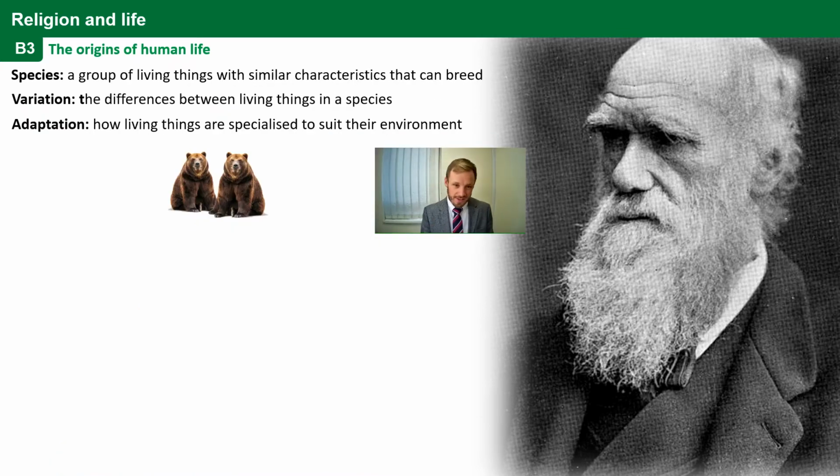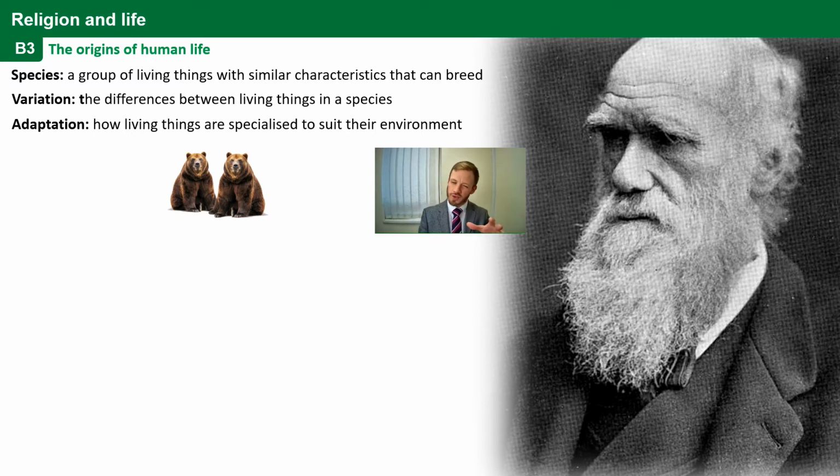A few key ideas you want to think about when we're thinking about evolution. Think about species. So a species is a group of living things who have similar characteristics, and they can breed and create more of the same, effectively. That's what a species is. Inside of a species, there's variation. So there'll be slight differences between creature to creature inside of that species. And adaptation, which is how living things are specialized to suit the environment that you find them in.